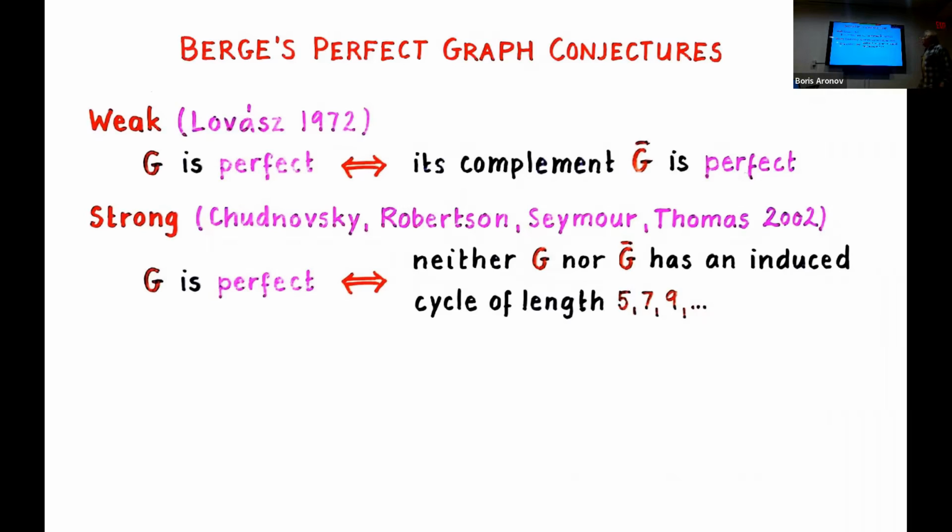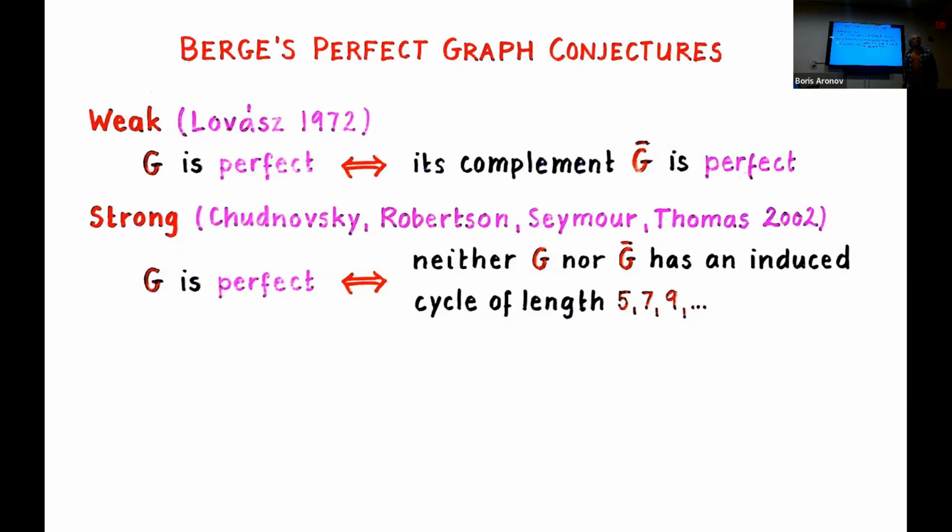So Berge had two interesting conjectures about perfect graphs. The first one is the weak perfect graph conjecture. This says that a graph is perfect if and only if its complement is perfect. This is a highly non-trivial statement, and in fact, a celebrated early result of Lovász from 50 years ago.